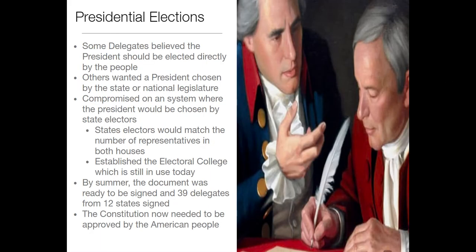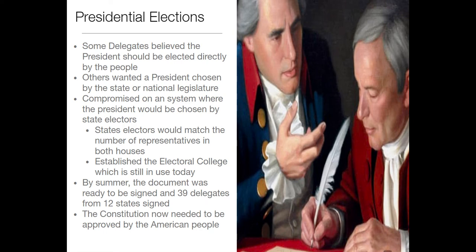Presidential elections. Some delegates believed that the president should be elected directly by the people. Others wanted a president chosen by the state or national legislature. They reached a compromise on a system where the president would be chosen by the state electors. State electors would match the number of representatives in both houses. And so this established the Electoral College, which is still in use today. It's another thing that people feel is somewhat outdated, maybe should be updated, because we don't use a popular vote to elect the president. By summer, the document was ready to be signed, and 39 delegates from the 12 states signed. The Constitution now needed to be approved by the American people.